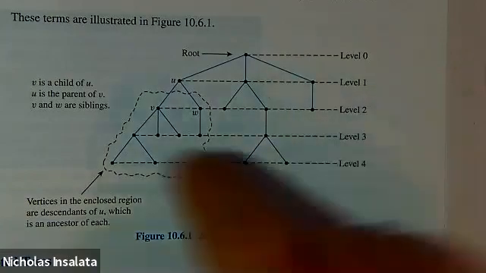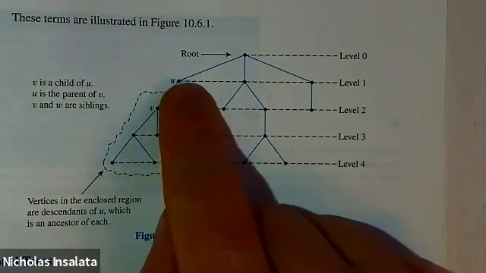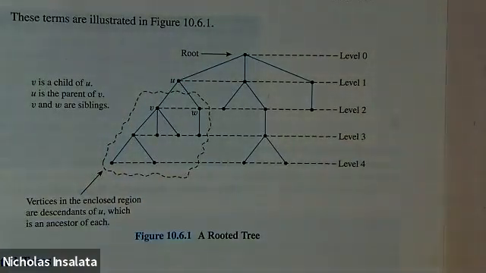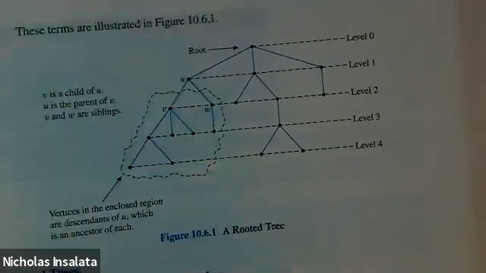And now we have some little examples here, right? So V is the child of U. Get a better, oh boy. Get a better pointer here.